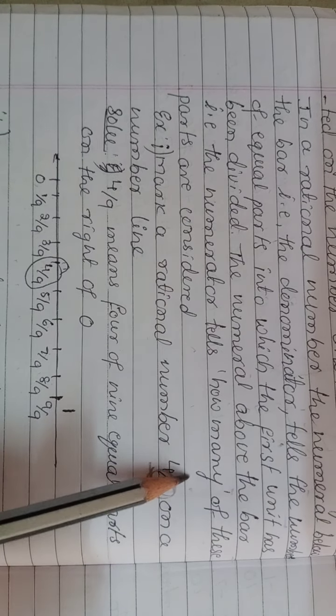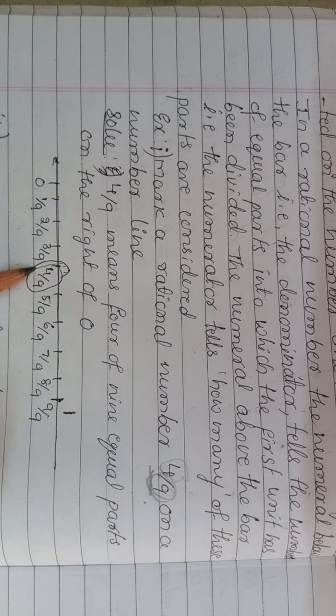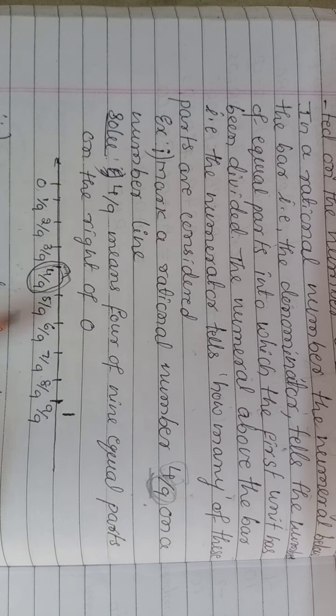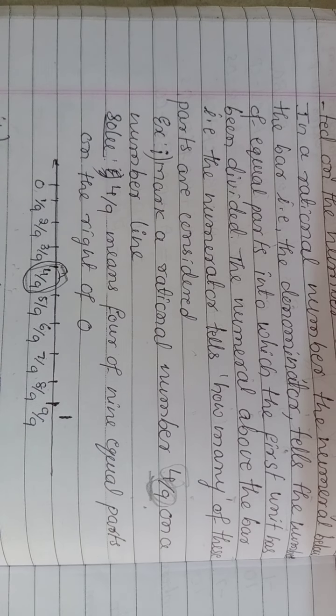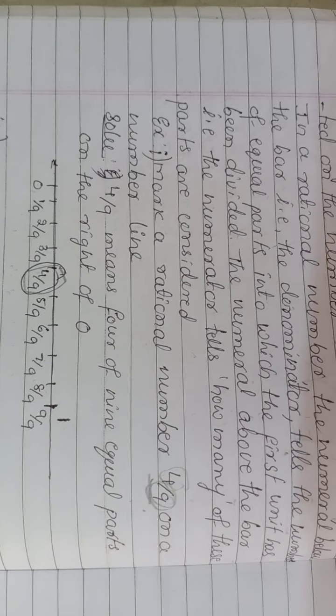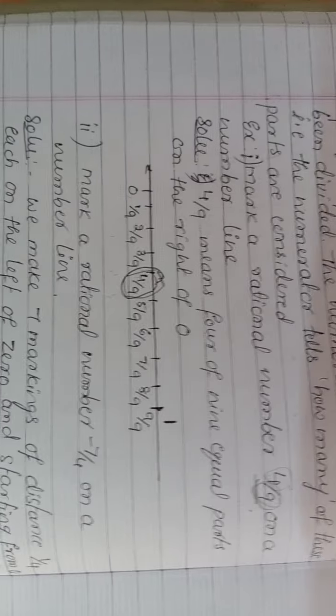So which is the thing we have to represent? 4 by 9. Where is 4 by 9? See here, mark it down. In this way, we have to indicate the rational number on a number line. Got it? Okay. Let us go with one more example.